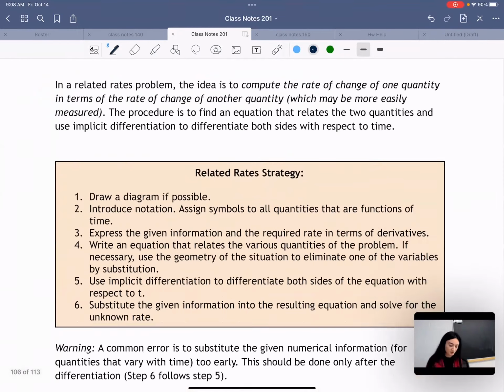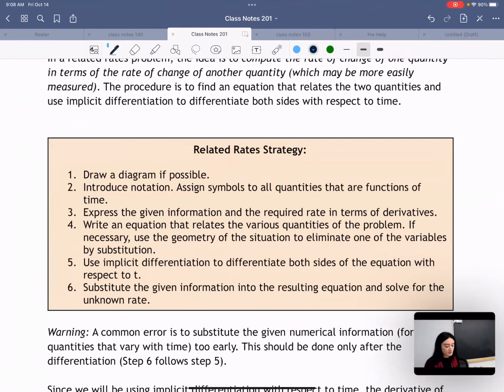There's a little strategy that I have for this. The first thing I want you to do in any word problem is to draw a diagram, right? Diagrams are always good to draw. So that would be step number 1. Step number 2, since we have a lot of different things changing, we're going to introduce some notation.